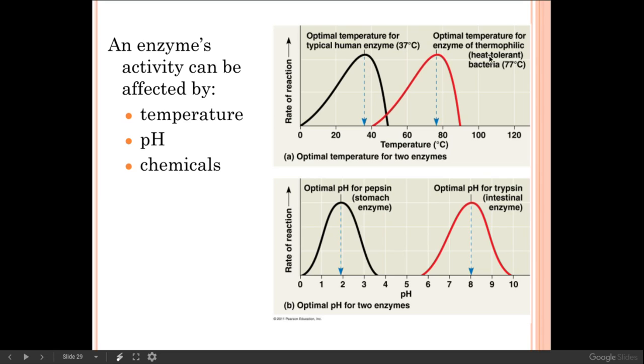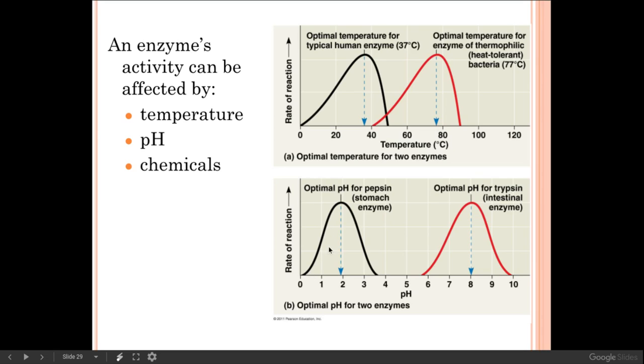But if you were to look at a heat-tolerant bacteria, a thermophilic, heat-loving bacteria, you would find that they have a much higher tolerance for temperature. This one happens to be 77 degrees for its optimal temperature.